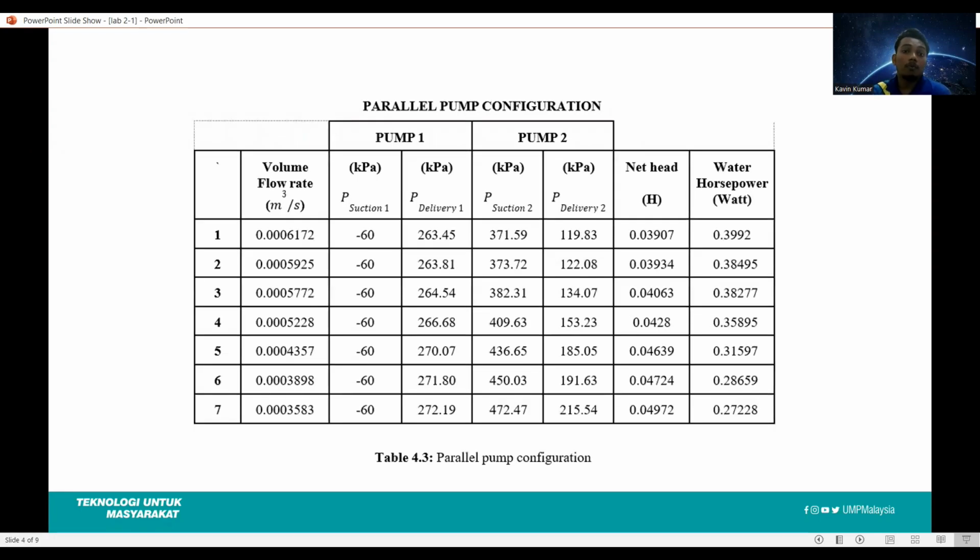So the parallel pump configuration for the third experiment was done by taking the experimental values of P delivery 1 and P delivery 2, and the arrangement of the pump was in a parallel way, which is side by side in the same location.